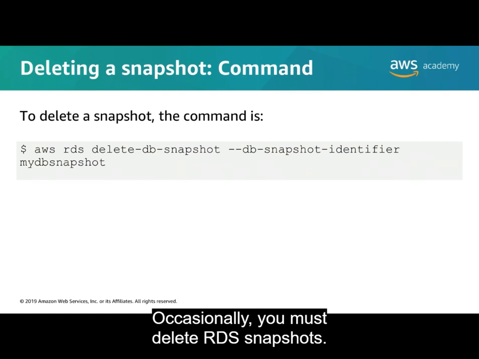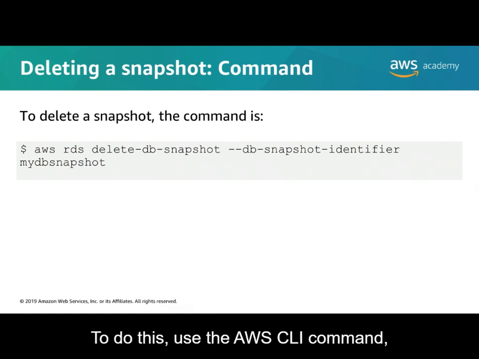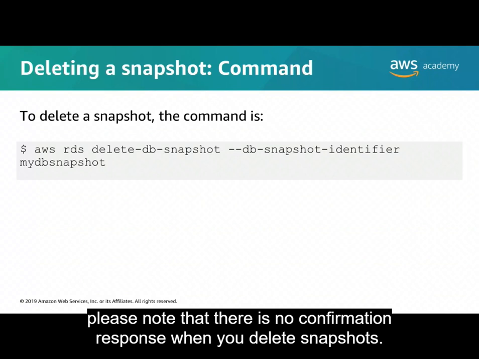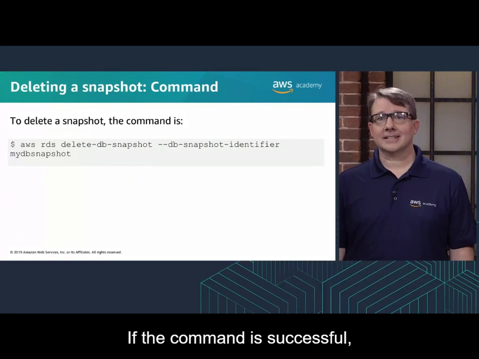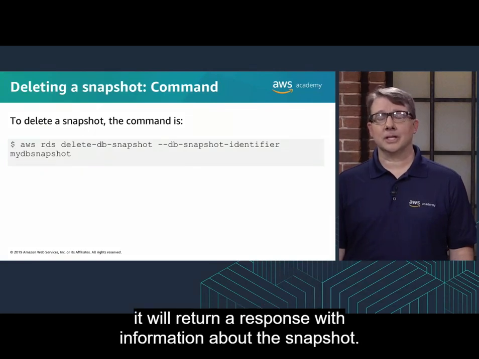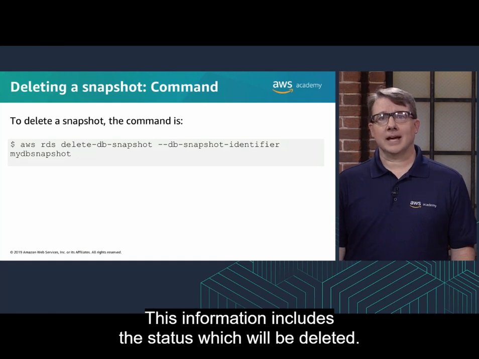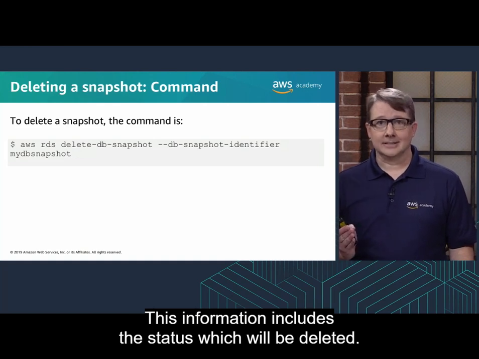Occasionally, you must delete RDS snapshots. To do this, use the AWS CLI command. Please note that there is no confirmation response when you delete snapshots. If the command is successful, it will return a response with information about the snapshot. This information includes the status, which will be deleted.